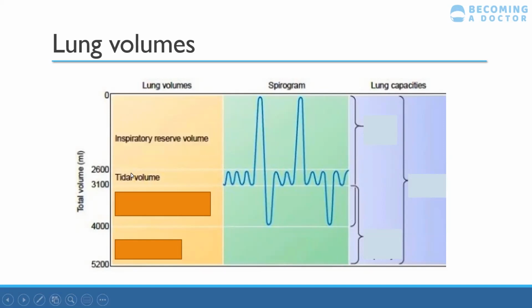And then you also have your inspiratory reserve volume, which is on top of your tidal volume. That's the volume of gas that can be breathed in with maximum inspiration from the end of normal quiet inspiration. So the end would be about here. And then this is the extra volume of gas that you can inhale with your maximum inhalation. And you've got expiratory reserve volume, which is the other way.